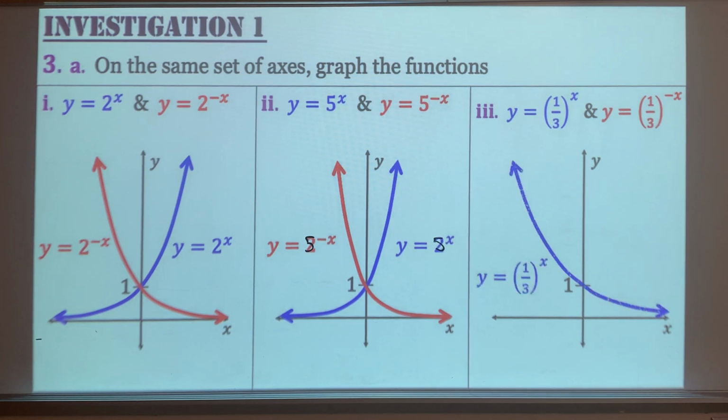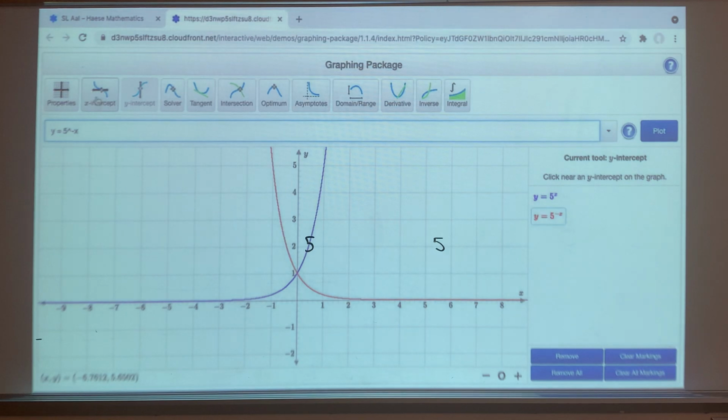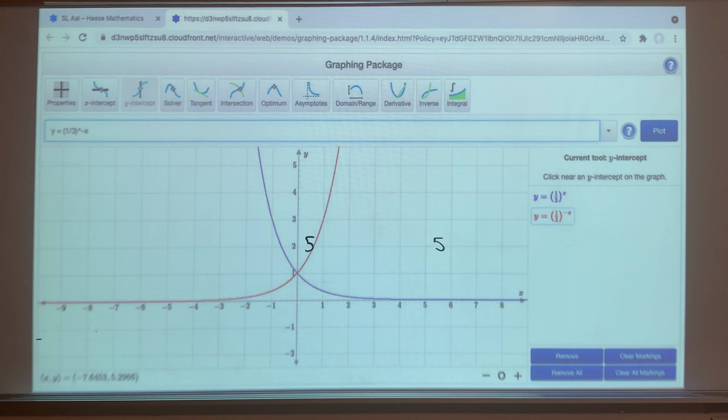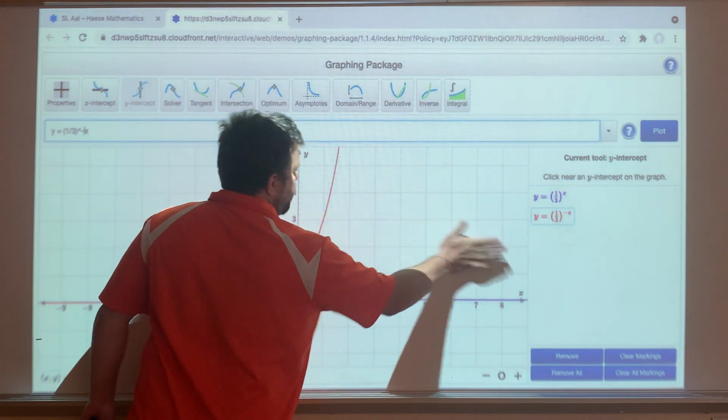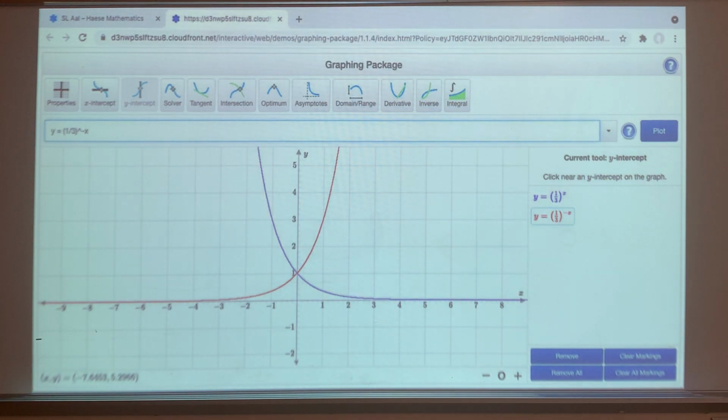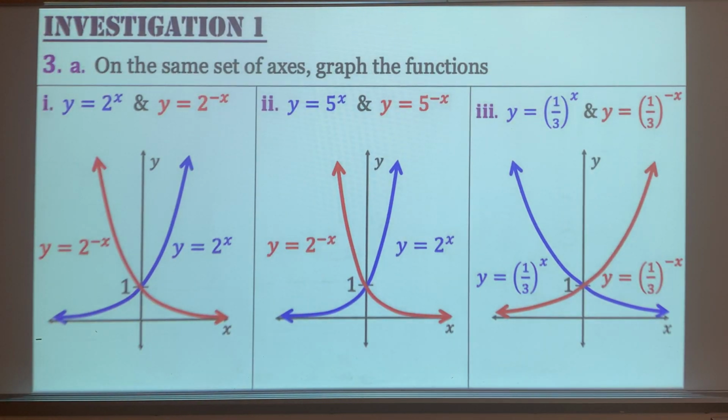Next one, 1/3. They just go in opposite directions. If you want to type it in here, just put 1/3 in parentheses. I'm going to do one for you. Open parentheses, 1 divided by 3, close parentheses, up arrow x. And do the same thing to the negative x. Notice once again, it passes through 1. It's just a little flatter. So that's some interesting stuff, isn't it?